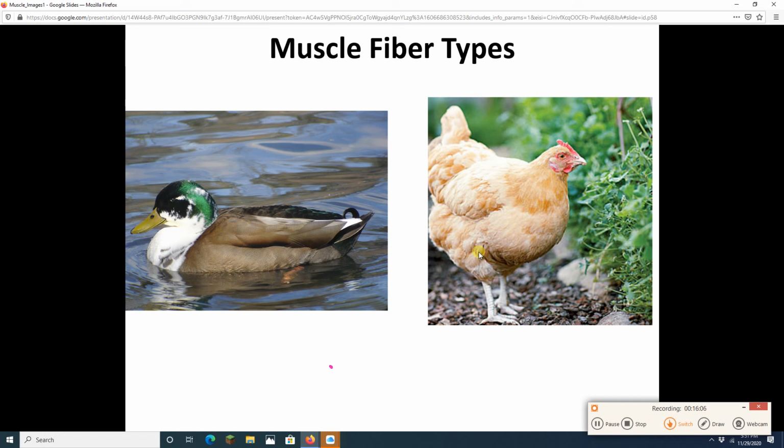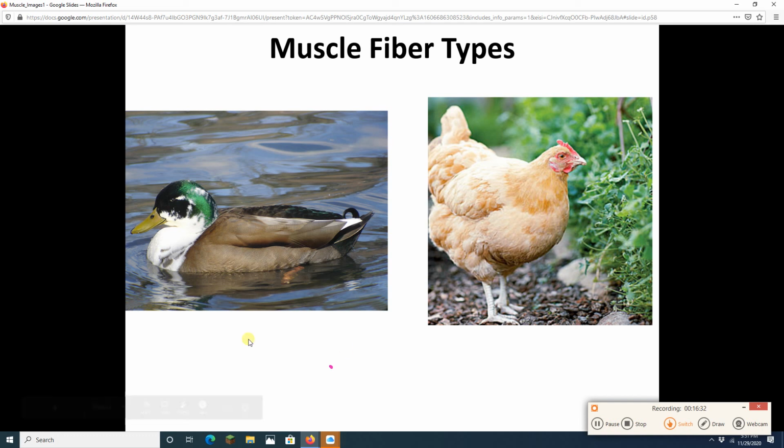And they do different things. The white muscle fibers are better at powerful movements, short bursts of powerful contractions. The red muscle fibers are better for endurance type things, long sustained contractions that require lots of oxygen use. Think about it, chickens don't fly very far.